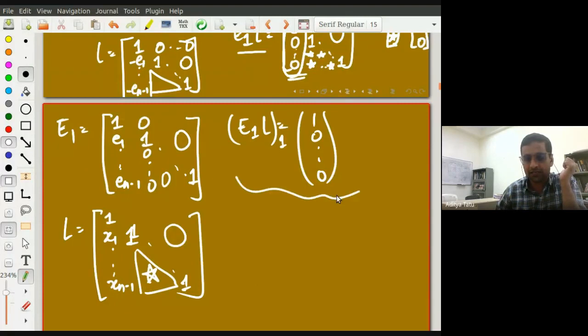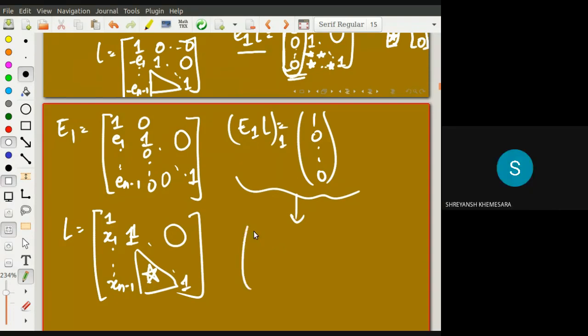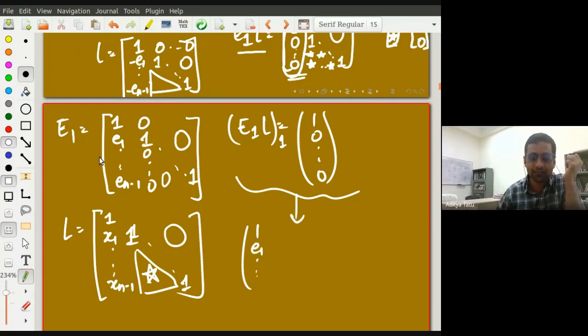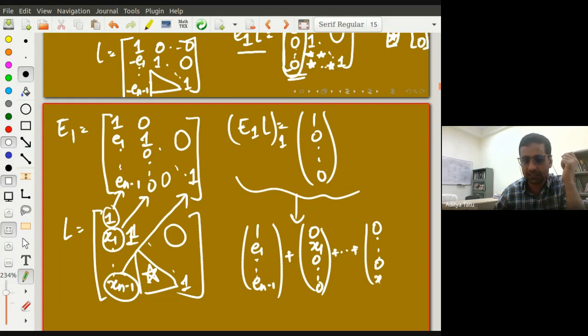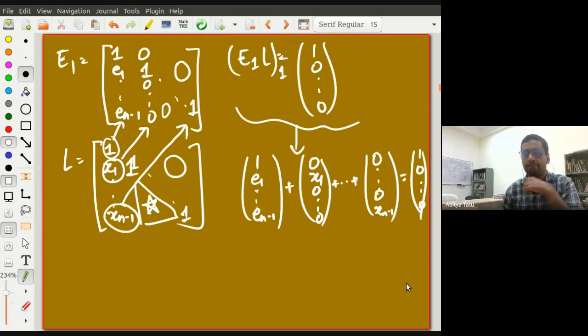So if I rewrite this equation, what will I get? E1 into L's first column, what would that be? The left hand side, if I multiply this E1 into L, it's 1 times the first column, plus x1 times the second column. What is x1 times the second column? 0, x1, all zeros, and so on, plus xn minus 1 times the last column, 0, all zeros, xn minus 1. This we want should be equal to 1 followed by all zeros. Right? Now can you solve it?